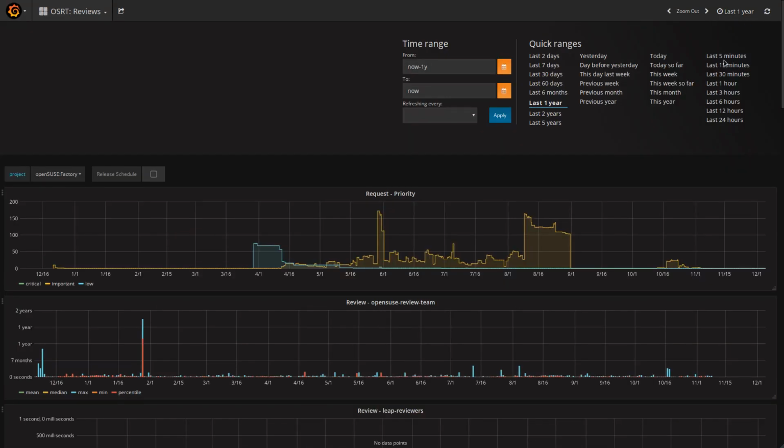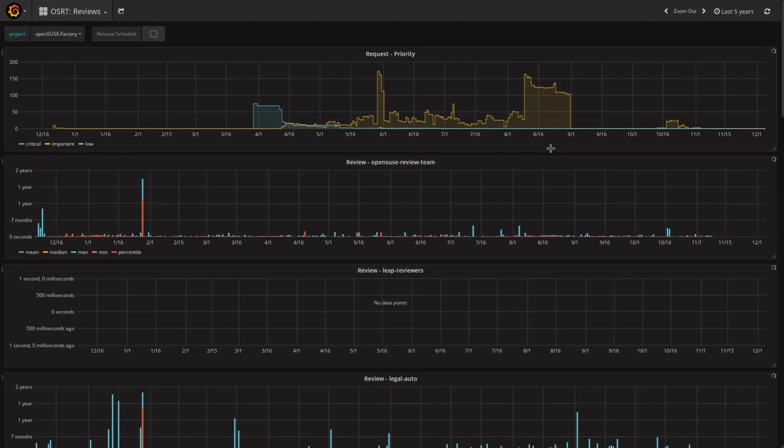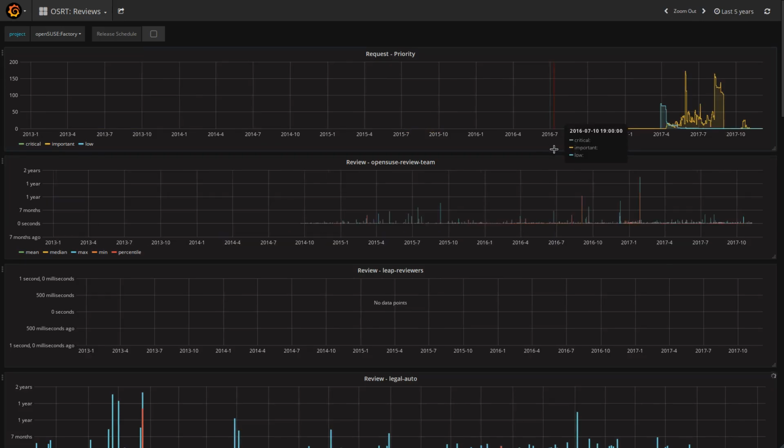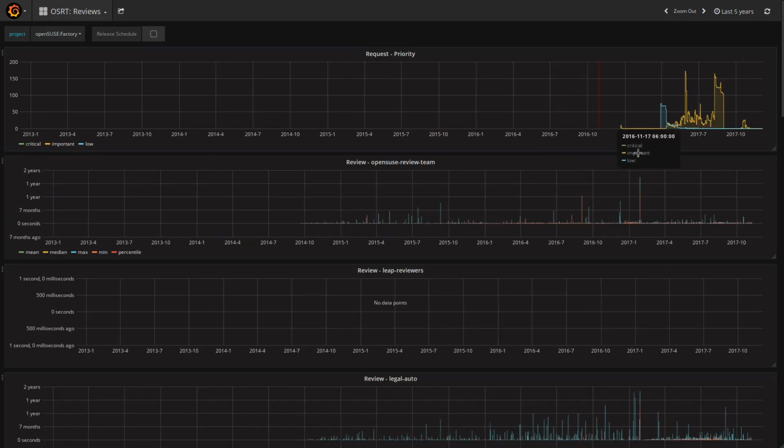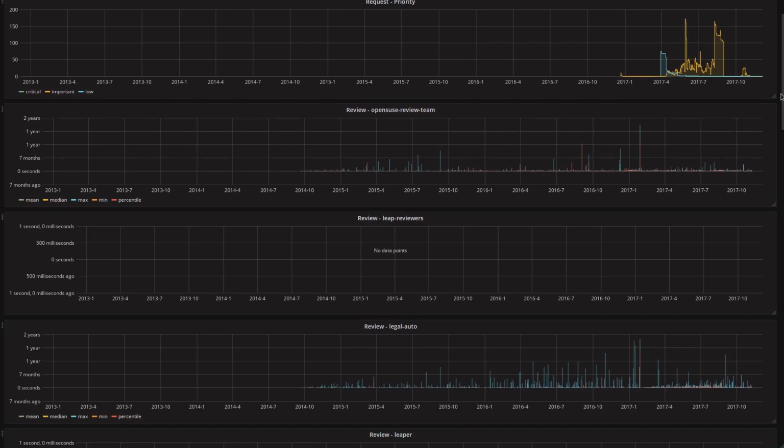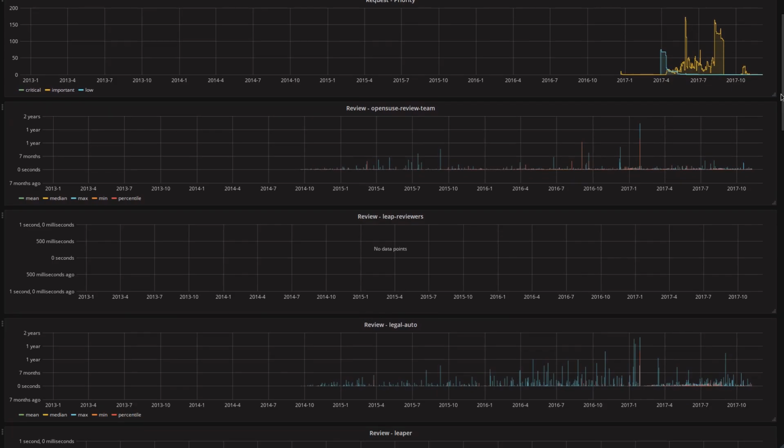So if we expand some of this stuff out to encompass a longer time period. So here again, like I was saying, you can tell that the priorities had not been used prior to that point because it was all added into the process. So again, that's very clear from looking at the data here.